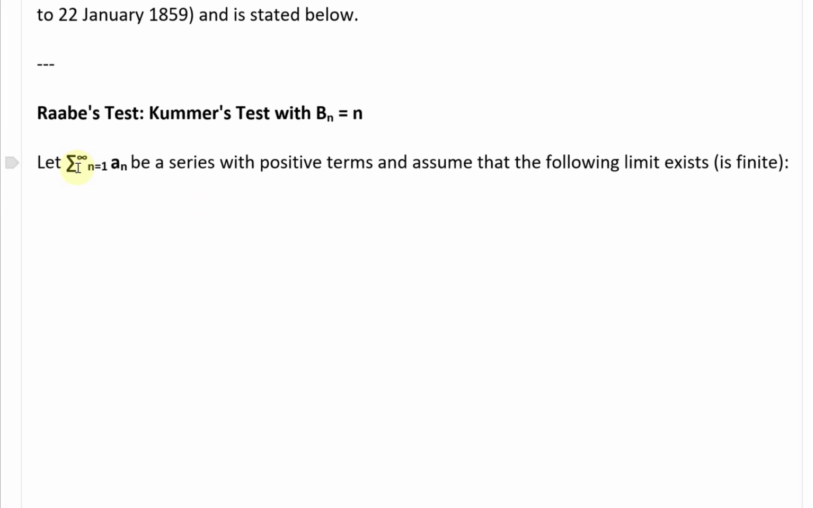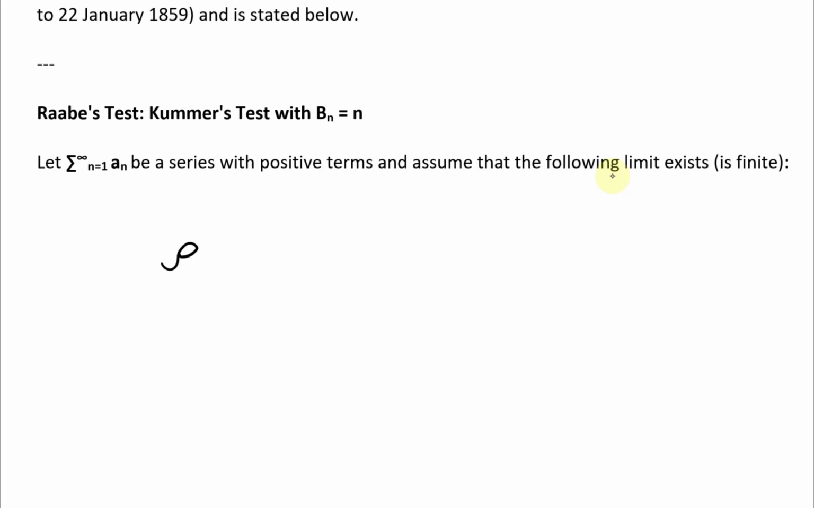So let the summation from n equals 1 to infinity of a sub n be a series with positive terms, and assume that the following limit exists. And again, they're all dealing with positive terms, or more specifically, just as long as the terms are the same sign, because you could always just multiply by a constant -1 if it's negative to get them all positive. So assume that the following limit exists and is finite. This time we're going to use, instead of L, the Greek letter rho.